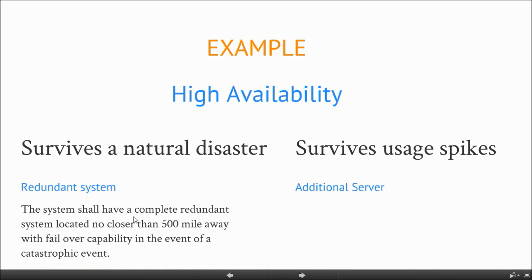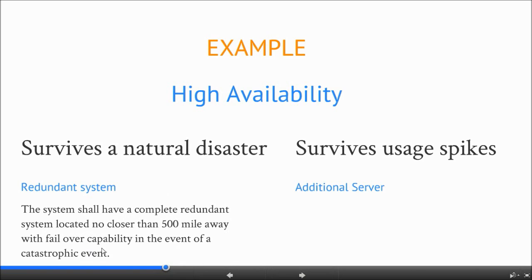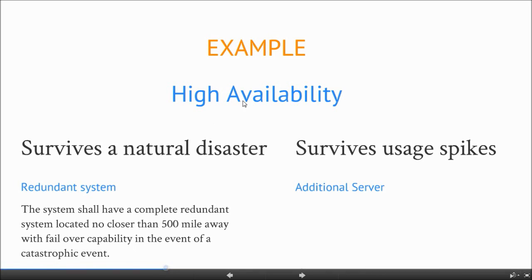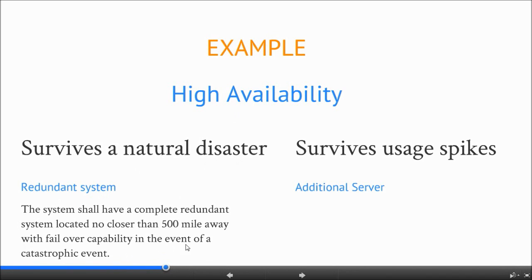Under the natural disasters, here is the requirement. The system shall have a complete redundant system located no closer than 500 miles away with failover capability in the event of a catastrophic event. Okay, now we're getting into something that starts to make sense. Again, we're addressing the high availability. We're addressing the fact that it can handle a natural disaster, and we're asking for a redundant system, and then here's the requirement that we're going to meet.